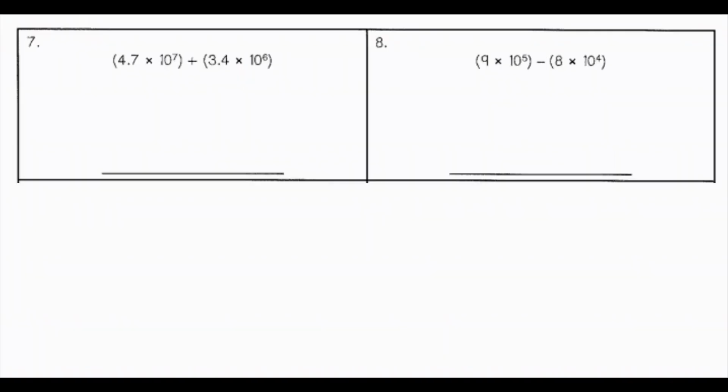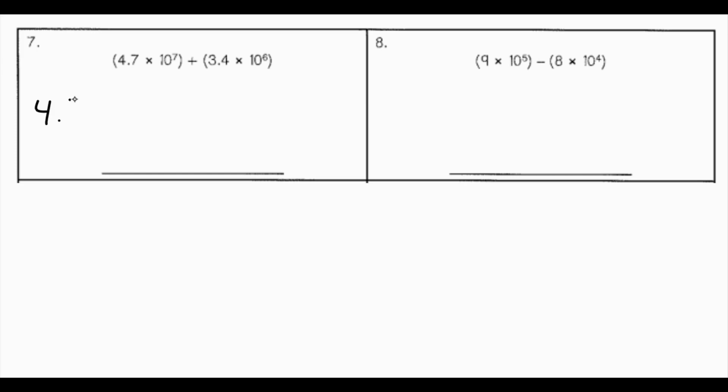Now looking at number 7, we have 4.7 times 10 to the 7th plus 3.4 times 10 to the 6th. So here we have different powers. I have a power of 7 and a power of 6. So I need to change one of the powers so they are the same. I like to change the smaller power to be the bigger power because most of the time I don't then have to change my number in front. So I'm going to change 10 to the 6th to be 10 to the 7th.